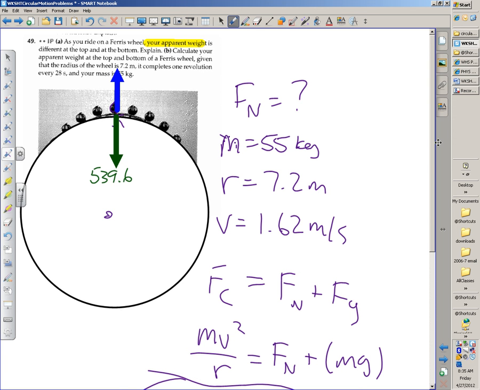So what happens if you're somewhere in between on the Ferris wheel, like between the top and the bottom? Well, that gets into components. Let's not worry about that right now. Let's not go that far, okay?